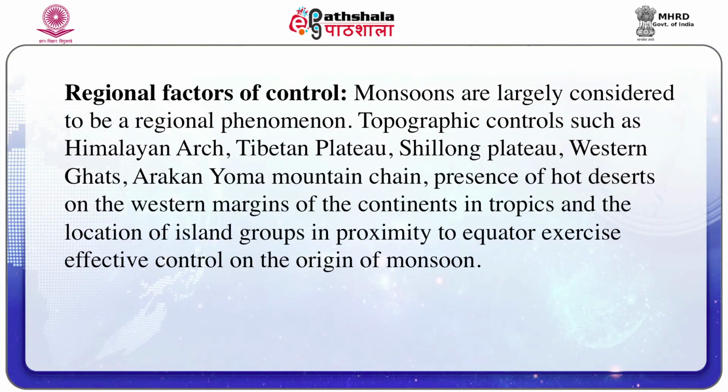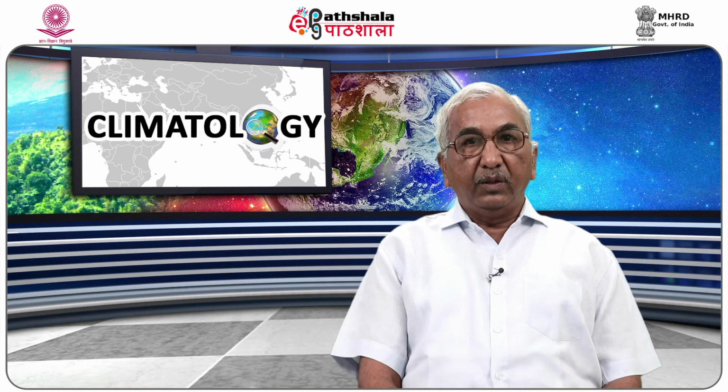Now, regional factors. Monsoons are largely considered to be a regional phenomenon. Topographic controls such as the Himalayan arc, Tibetan plateau, Shillong plateau, Western Ghats, Arakan-Yoma mountain chains, presence of hot deserts on the western margins of the tropical continents, and location of island groups in proximity to the equator exercise effective control on the origin of monsoon. It is very well known that a large part of the heavy rain that falls on the west coast of India is caused by the topographical barrier of the Western Ghats.